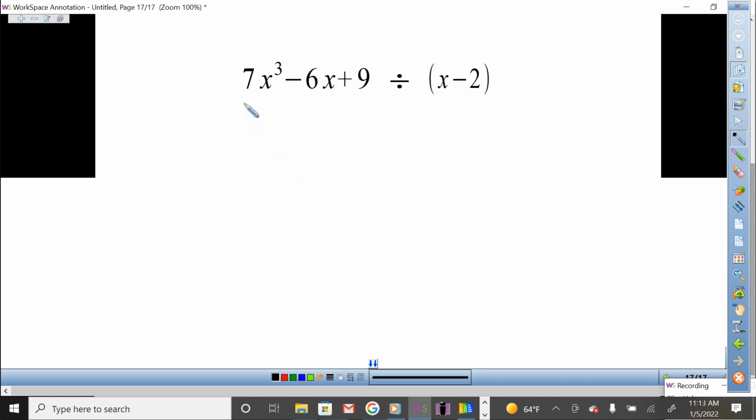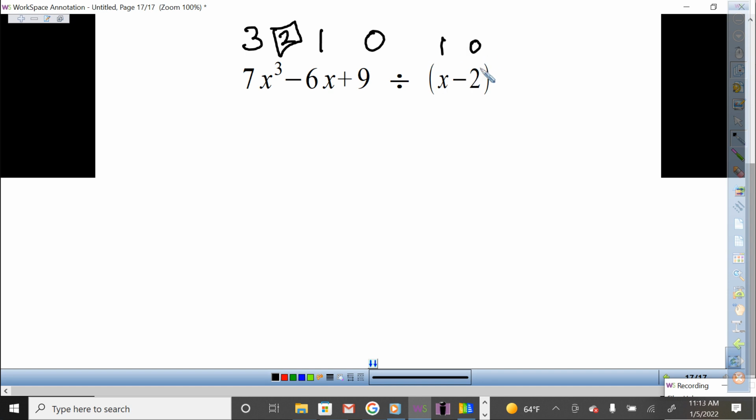Step 1, identify the degree of each term. So what is the degree for this term? Degree is 3. How about this one? An invisible 1. How about this one? 0, because there's no variable. Is it in standard form from highest to lowest? Yes, but is there a missing degree? Yeah, a 2. I'm going to box it and put it in there so I keep that in mind. How about this one? First degree, 0 degree. Is it in order? Yes. Anything missing? No.